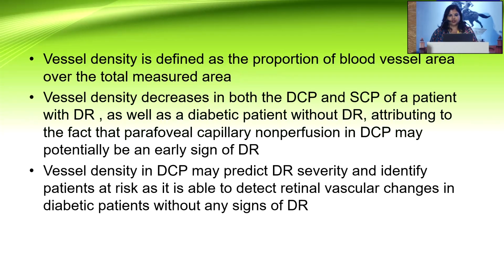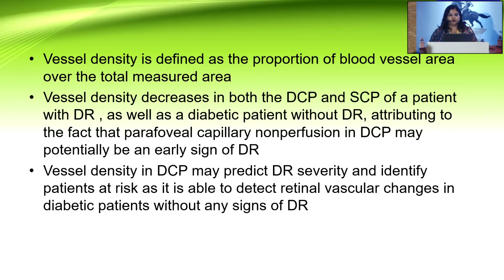So vessel density, as I've already said, is the proportion of blood vessel area over the total measured area. It decreases both in deep capillary plexus and superficial capillary plexus of a patient with DR, as well as diabetic patient without DR, attributing to fact that parafoveal capillary non-perfusion in DCP may potentially be an early sign of DR.